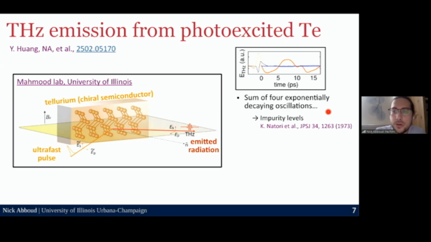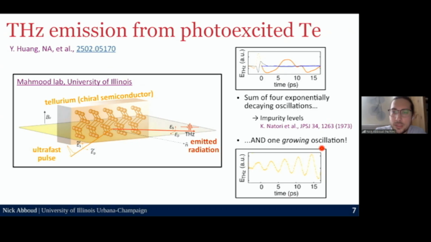I'll say more about impurity levels in a moment, but the striking thing is that indeed, in this decomposition, actually one of the oscillations is exponentially growing, and very robustly over temperature and magnetic field. So this is certainly something unusual for this system, and it smells like an instability. So we wanted to know if magneto-chiral effects could be playing a role in this instability.